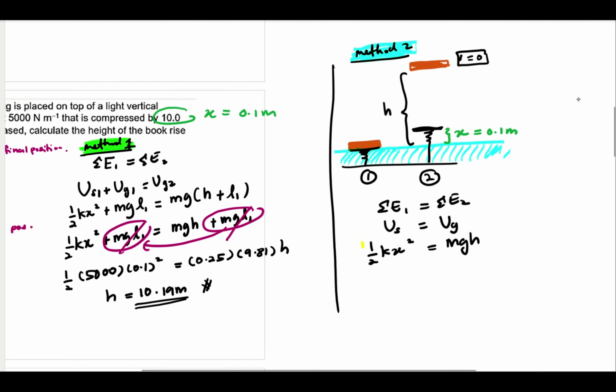Tengok, dia sama. Ini yang saya highlight warna kuning ni sama tak? Half kx squared is equal to mgh. Finally, you boleh carilah you punya H. Sama juga, you akan dapat 10.19 meter. Okay. Jadi, ada yang tanya saya, nak guna metode pertama ke metode kedua, terpulang kepada you.